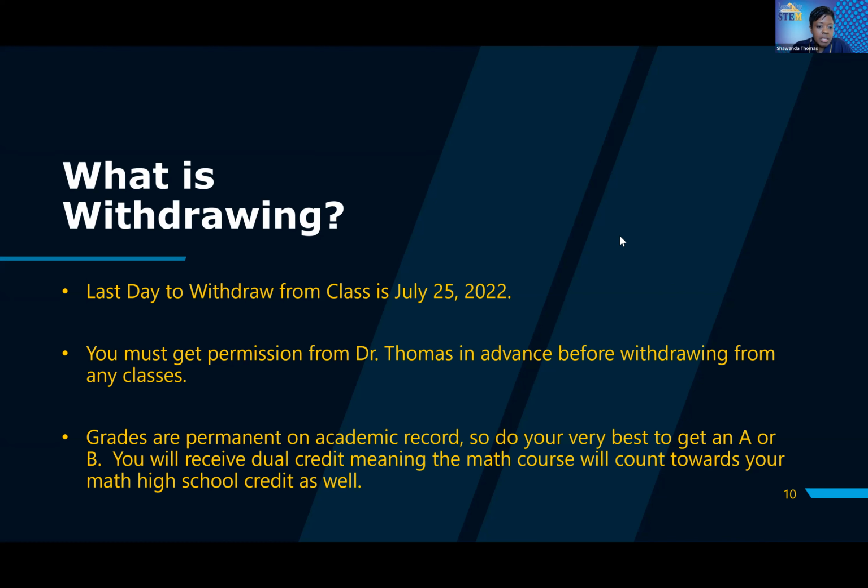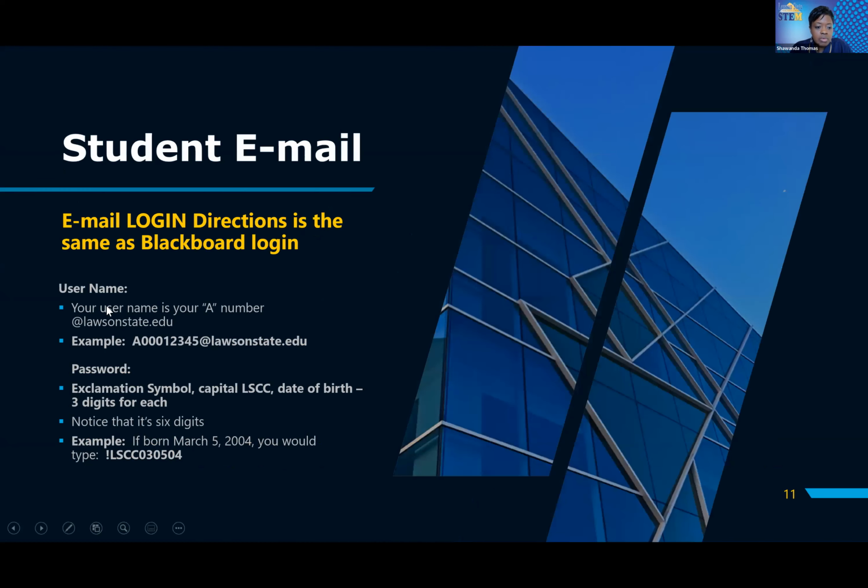All right, email login. Your email login directions: your username is your A number at lawsonstate.edu. It does not change. Do this really quickly. Go to your Lawson State email, well, lawsonstate.edu first. And let's see, can we find the email? I know some of y'all already know how to do this, but I just have to cover bases, make sure that we're all on the same page.